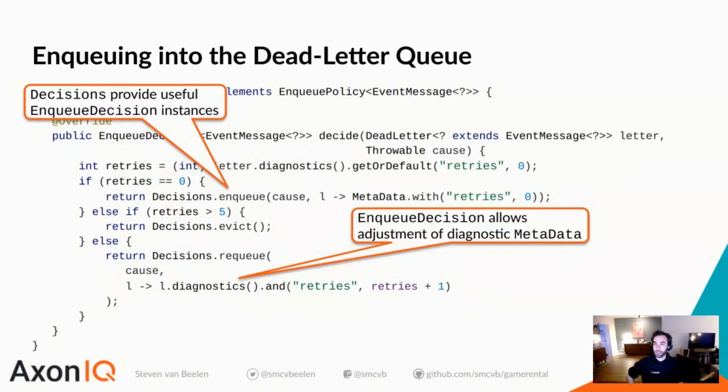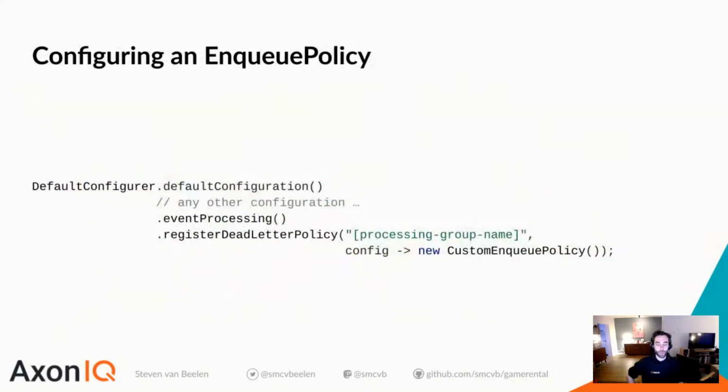All right. To configure this, we're going back to the configuration solution we've just seen. You'll one way or another have the configurer and then have the event processing configurer from that. You can register a dead letter policy based on the processing group. For the dead letter policy, you can also register the default policy for any component using a dead letter queue, if you will.